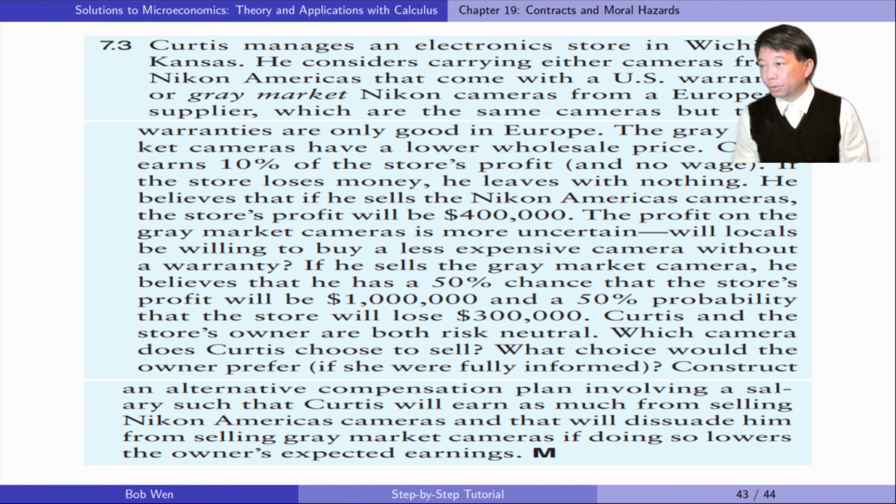Which camera does the manager choose to sell? What choice would the owner prefer? Construct an alternative compensation plan involving a salary such that the manager will earn as much from selling Nikon America cameras and that will dissuade him from selling gray market cameras, if doing so lowers the owner's expected earnings.